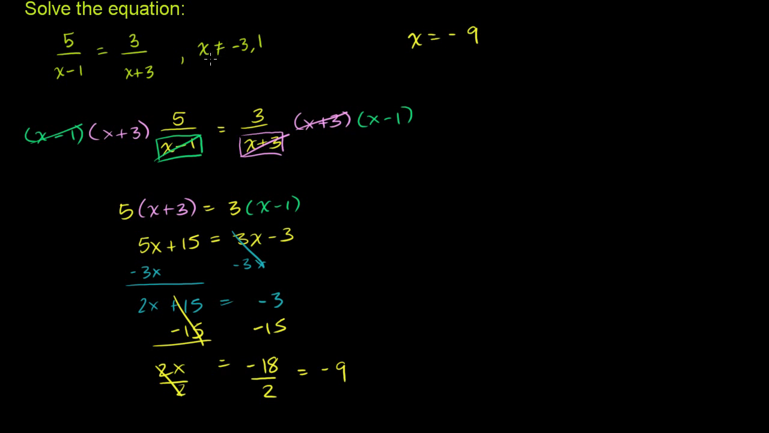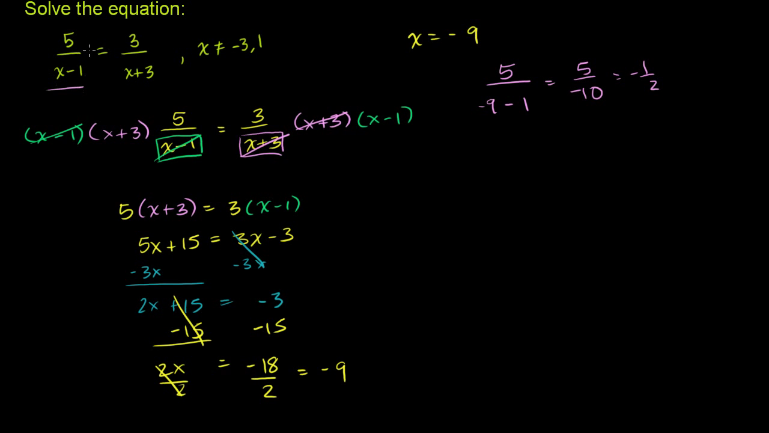And of course, it's good that it doesn't equal one of these excluded values. That would have messed things up. And now let's make sure that x equals negative 9 satisfies this equation. So 5 over negative 9 minus 1 is equal to, let's see, 5 over negative 10, which is negative 1/2.